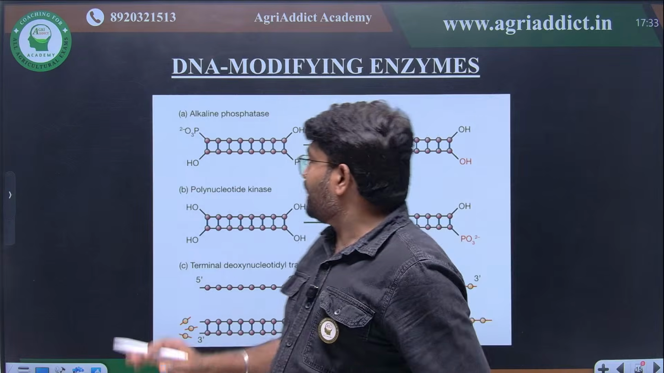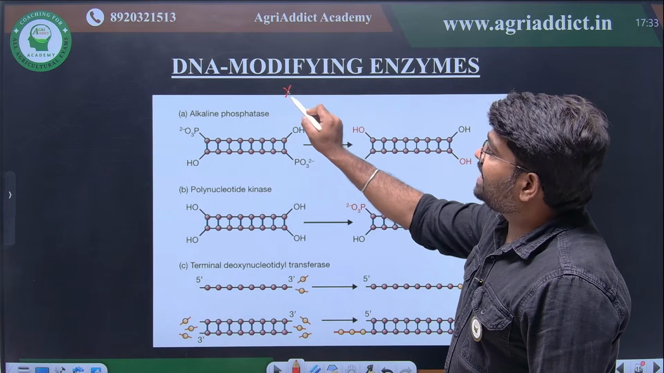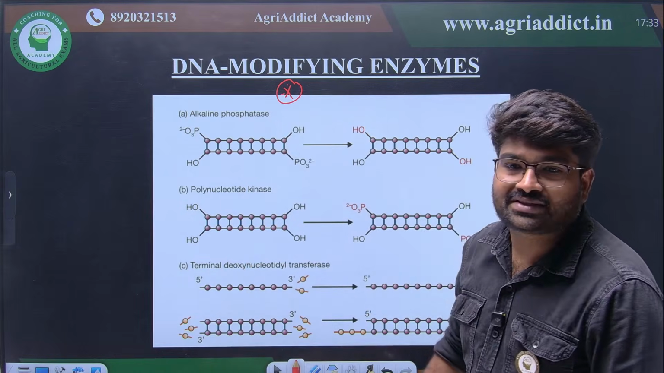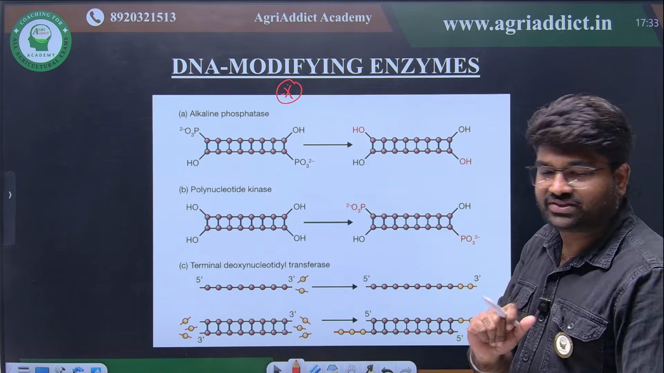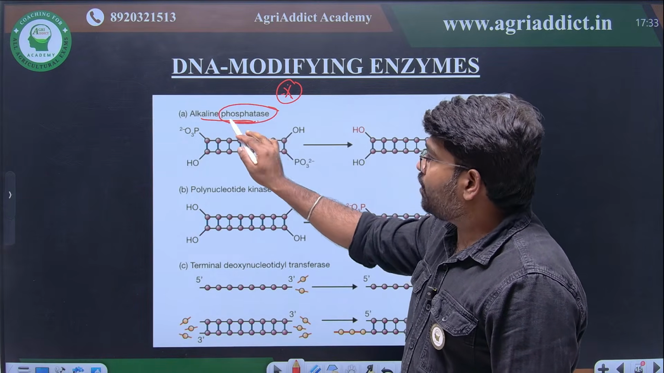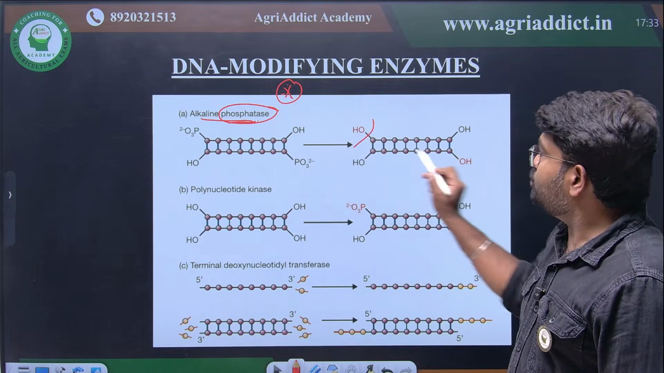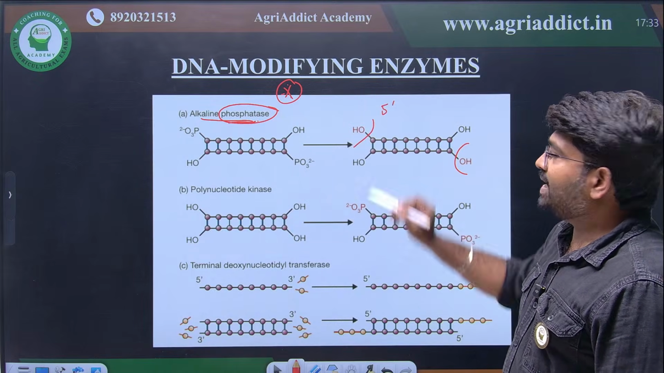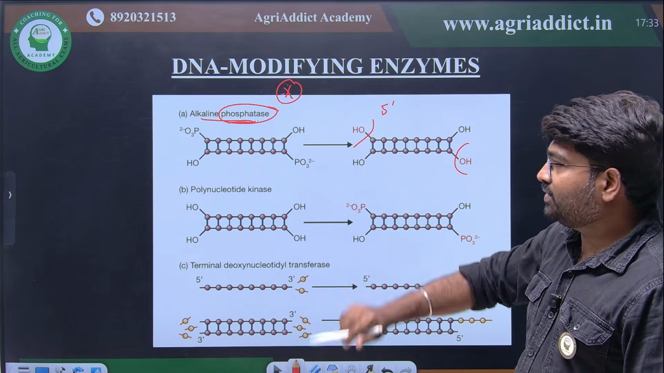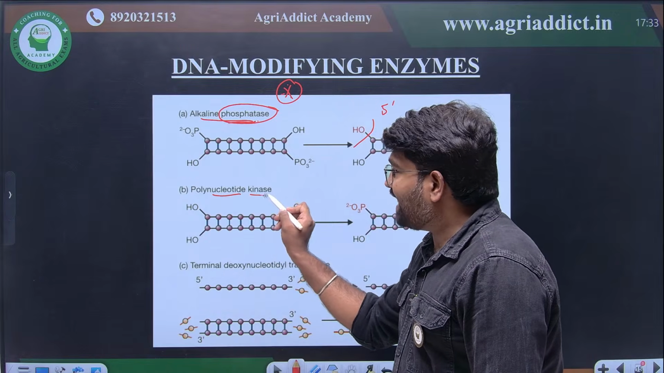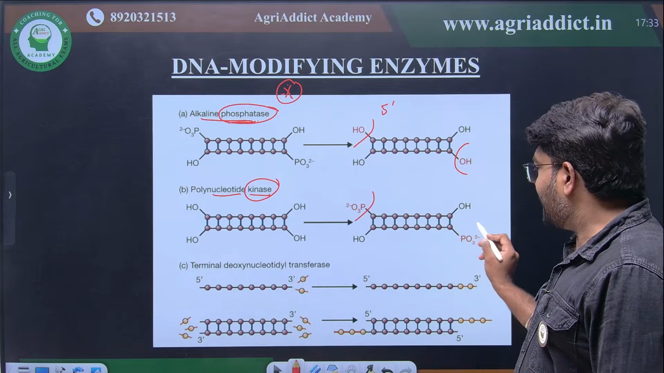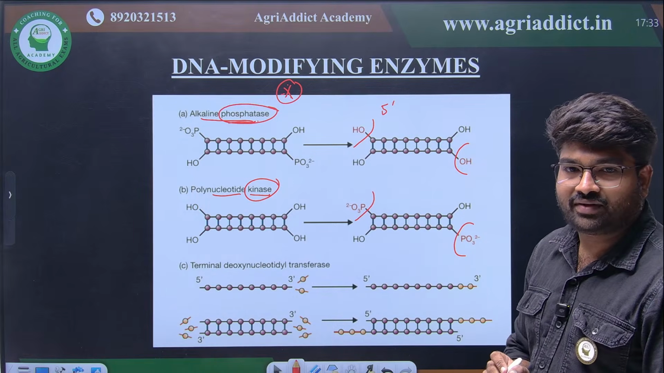Next question. This they have asked in match the following: different modifying enzymes and their major functions. Alkaline phosphatase, the name itself is there. Phosphatase will remove the phosphate group from the 5' end of the DNA. Polynucleotide kinase, kinase, what will it do? It will add a phosphate group. Yes, it is adding a phosphate group at the 5' end.